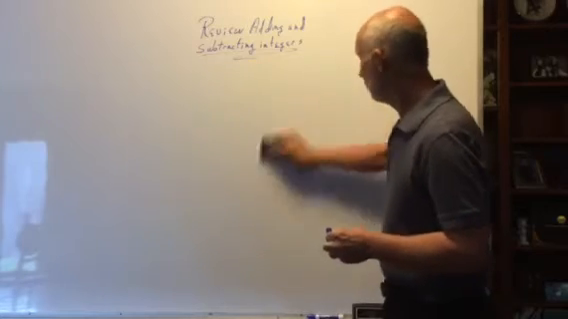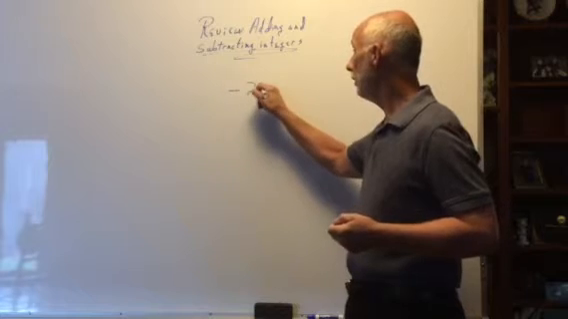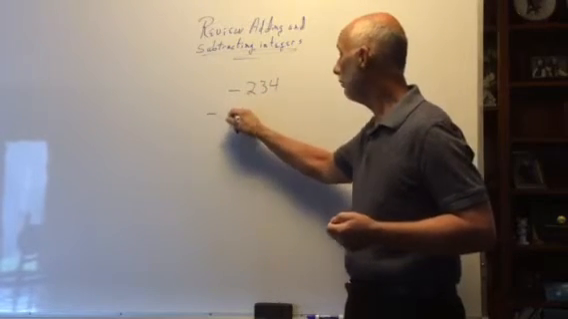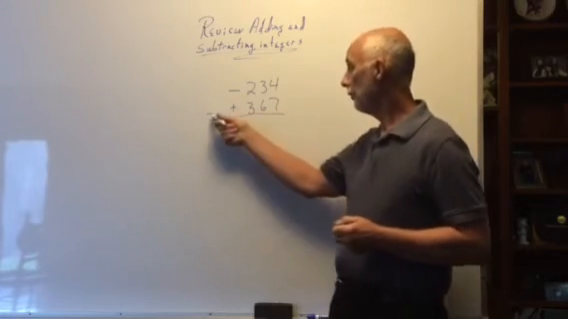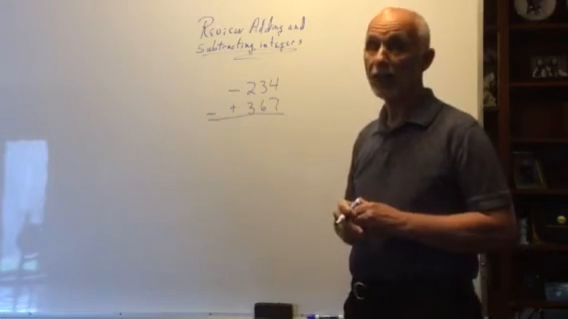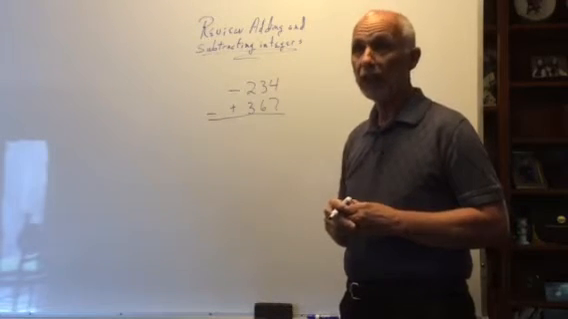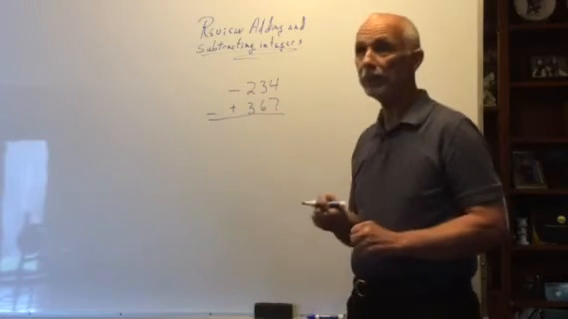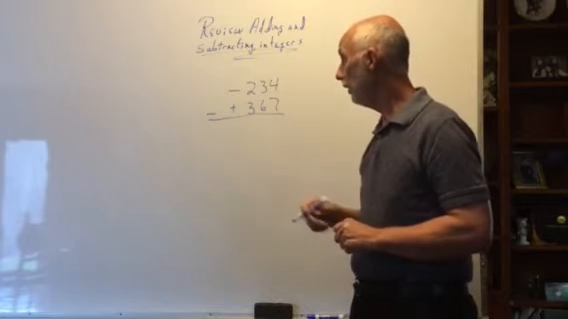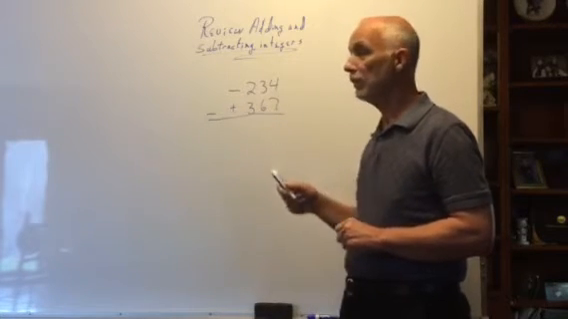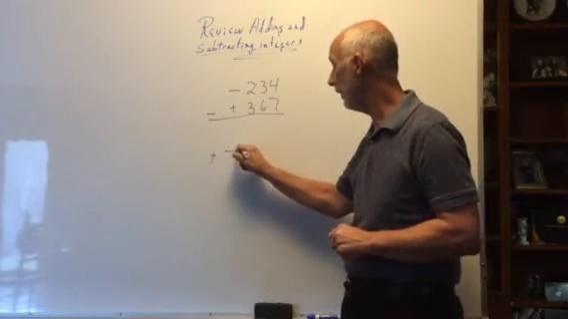Now, the next example would be something like this: a negative 234 minus a positive 367. Now again, the rule for subtracting integers is don't subtract integers. Always change to addition first. And you don't just say, poof, this is addition. It's not magic. The only way you can change to addition first is if you change the number you're subtracting to its opposite. So minus a positive becomes plus a negative.